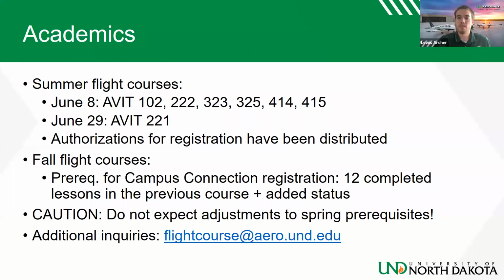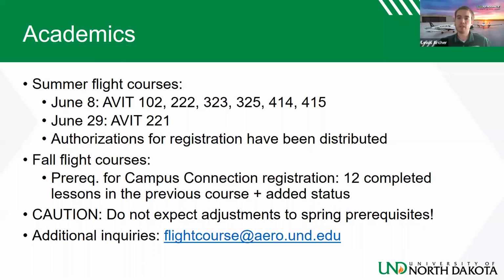Thanks, Paul. Good afternoon, everybody. Just a quick update. Our summer flight courses are going to begin on June 8th. That's AVIT 102, 222, 323, 325, 414, and 415. The exception is AVIT 221, which will begin on June 29th. Our authorizations for those courses for Campus Connection registration have all been distributed, with the exception of a few left in 102, and 415, if you're on a wait list for 415 in the summer.